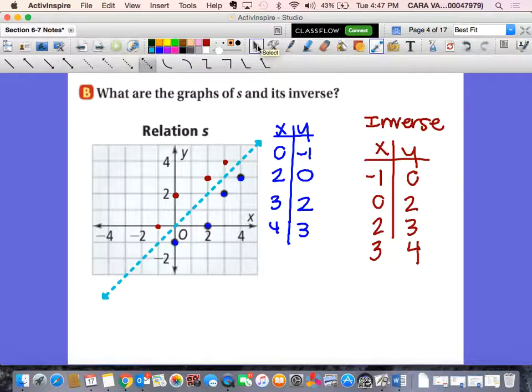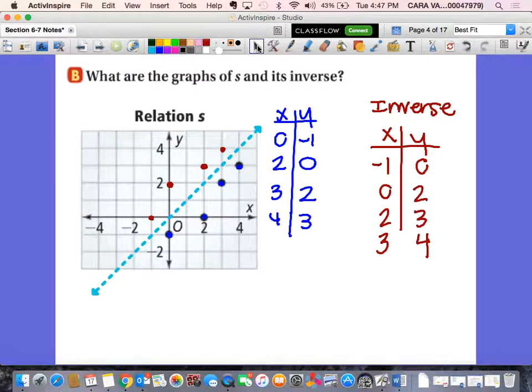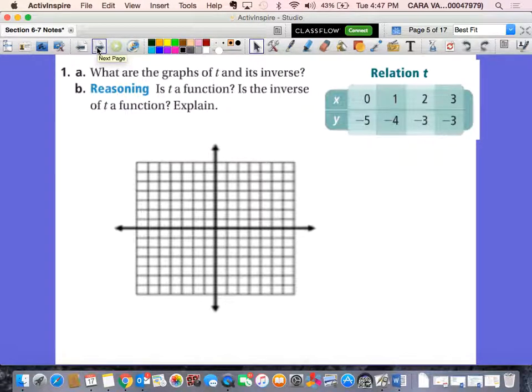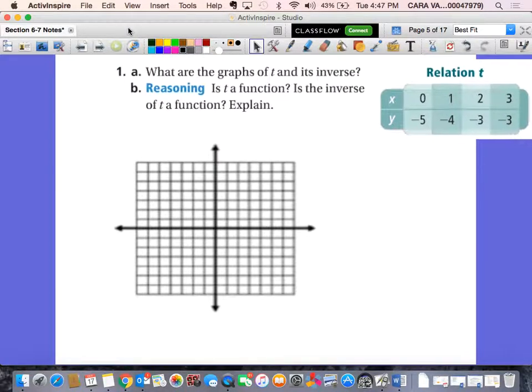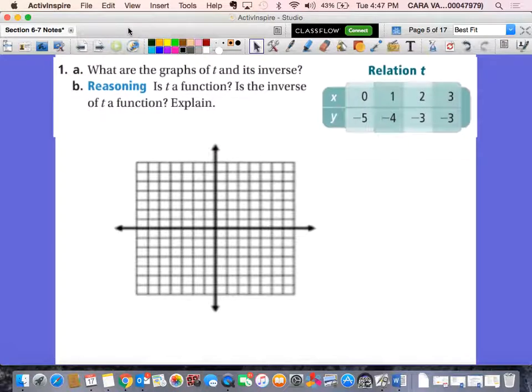So we've looked at it via the table. We've looked at it via graphing. Let's put this all together. If you can do this one on your own, you can stop the video and work it out yourself. Or if you need to follow along with me, go ahead and do so. So on number 1A, it says, what are the graph of T and its inverse? Well, I already have relation T listed here. So I'm going to go ahead and find the inverse so that way I can just graph all at once.